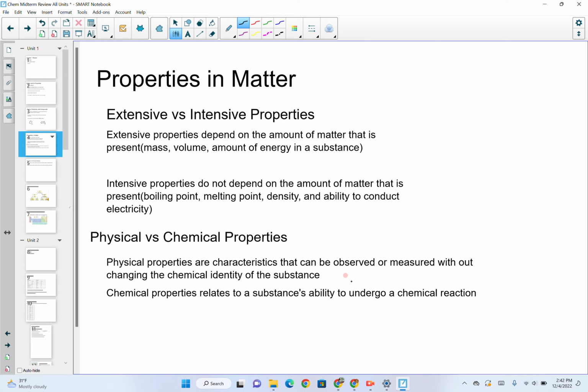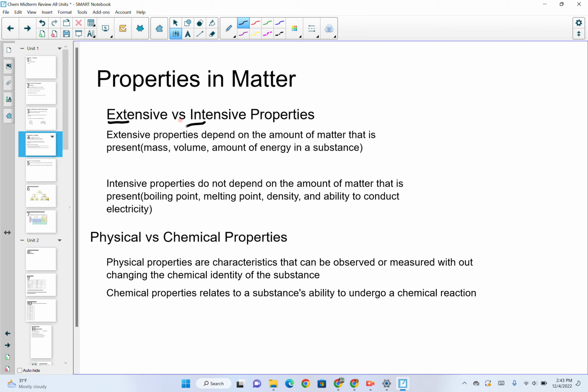So, properties of matter. In matter, there are extensive and intensive properties. When you hear extensive, you want to think of the X, which is for external. These properties depend on the amount of matter that is present. Some examples are mass, volume, and the amount of energy present in that substance. And then for intensive properties, we want to look at the IN for in, which is internal. These properties do not depend on the amount of matter that is present. So the boiling point, melting point, density, and the substance's ability to conduct electricity are all intensive properties.